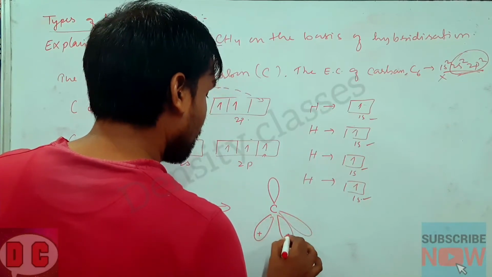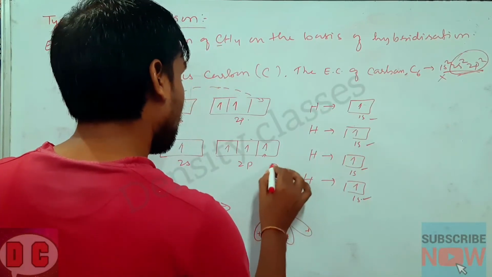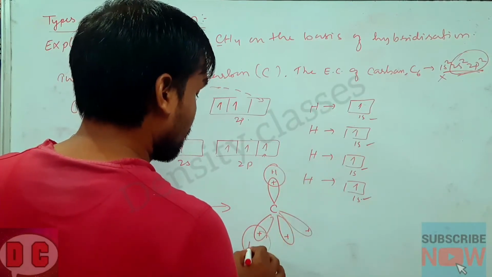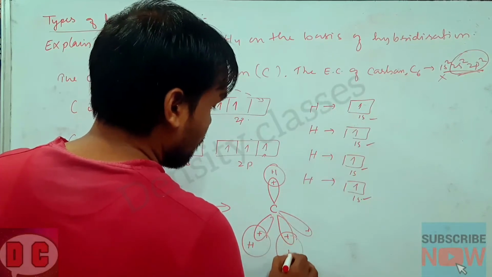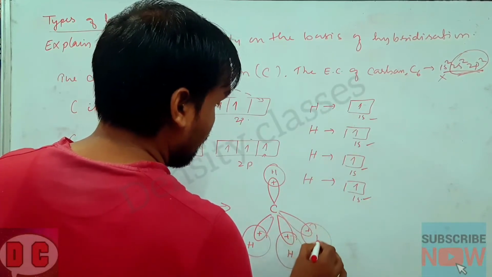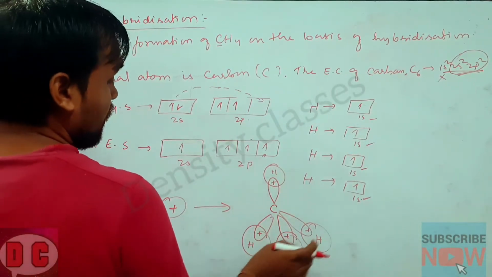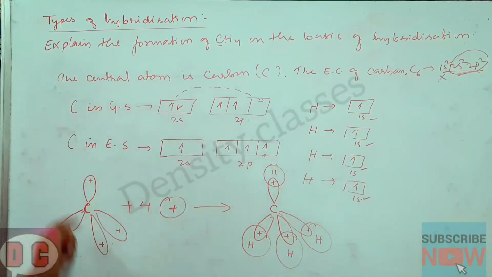Yeah, this is positive, positive, positive, positive. Here it will be s orbital, hydrogen. Here it will be s orbital. Here it will be s orbital, hydrogen's, and this is the hydrogen's s orbital. So all the hydrogens will be overlapping with the hybridized orbital of carbon.